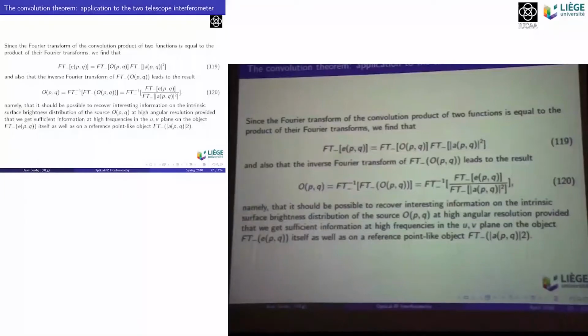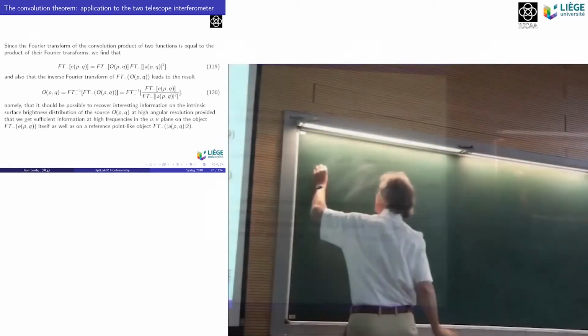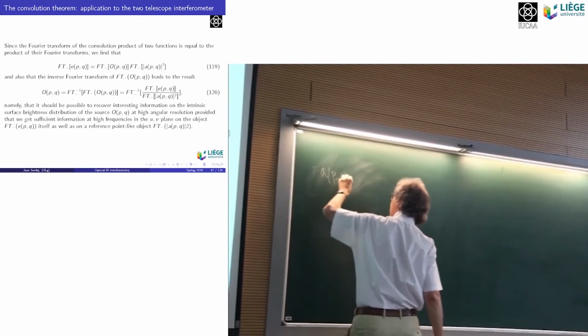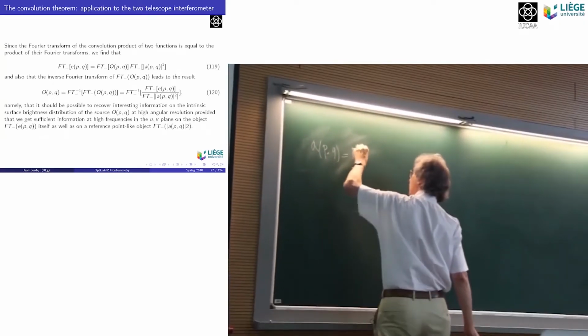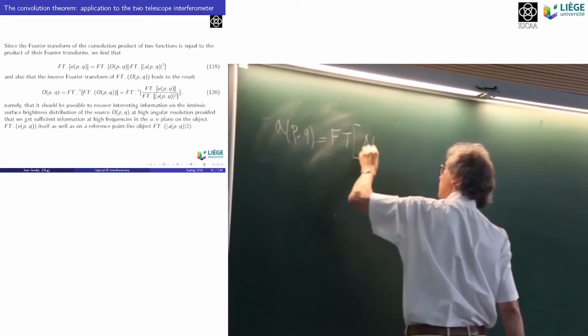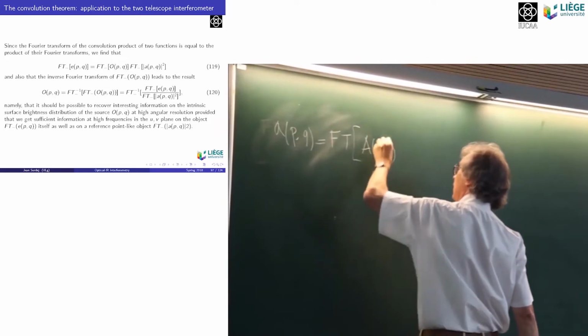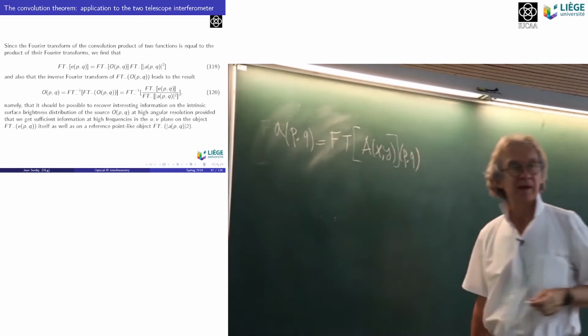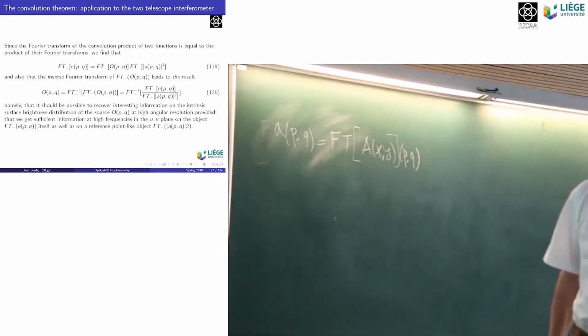Just to remind you what we did last time, we established a fundamental theorem. The distribution of the complex amplitude in the focal plane is a Fourier transform of the distribution of the complex amplitude in the pupil plane.